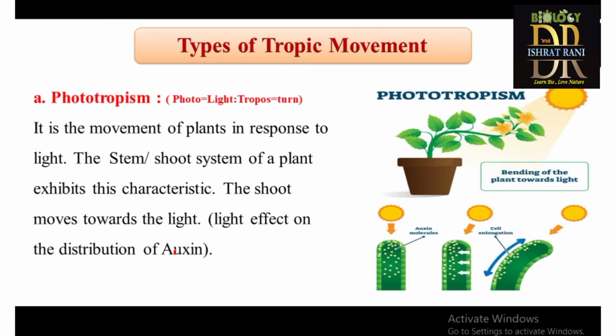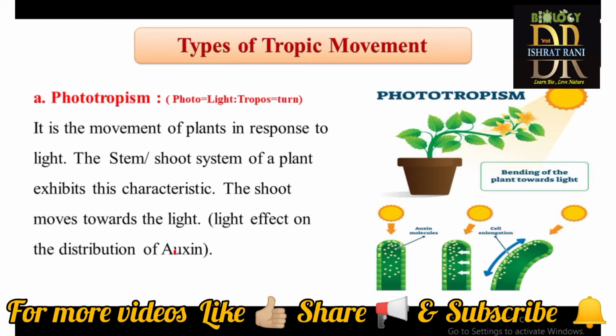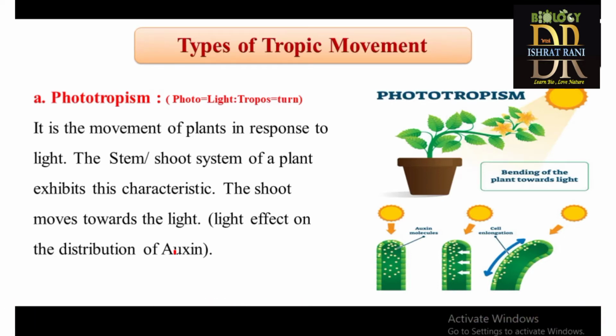So here is the first movement, which is phototropism. As the name indicates, it happens due to light, an external source of light, sunlight. You can see that the stem or shoot is always moved towards the light because of the auxin hormone, which also affects the phototropism movement. The shoot is positively phototropic and negatively geotropic.